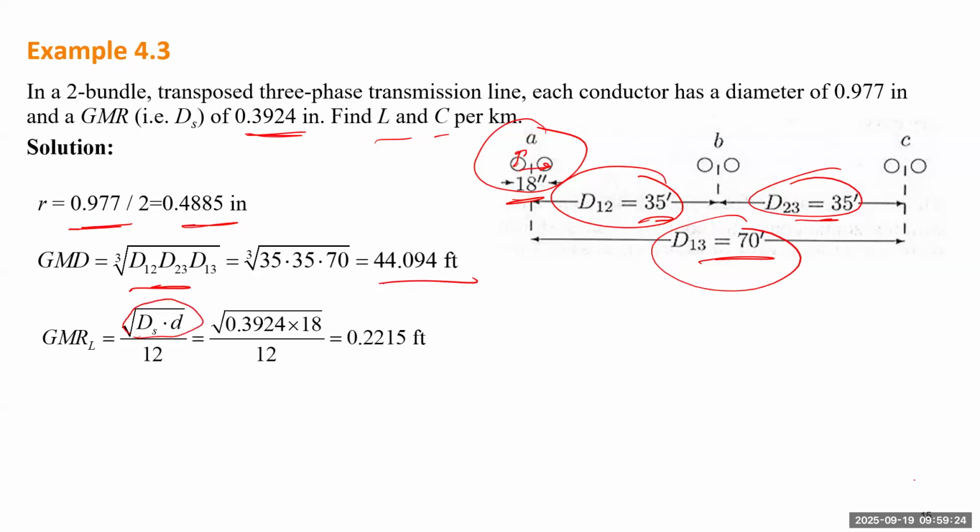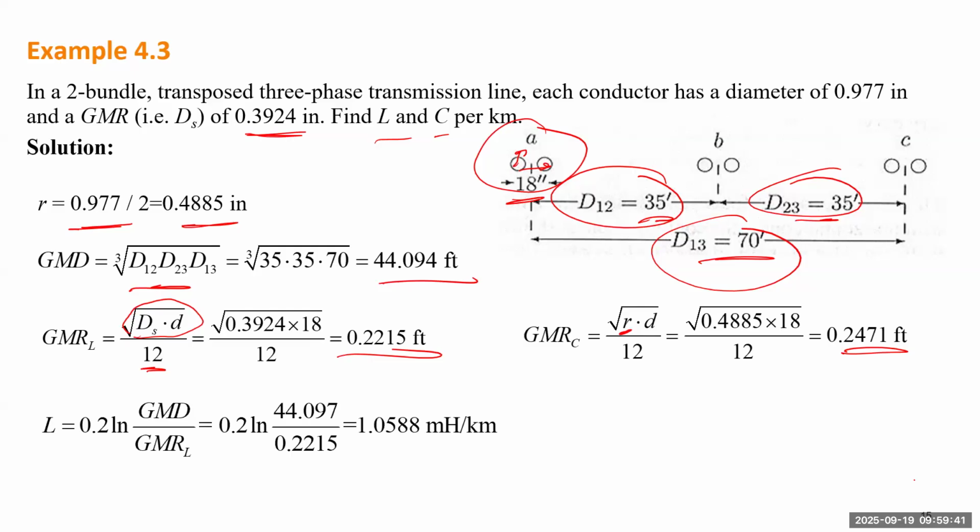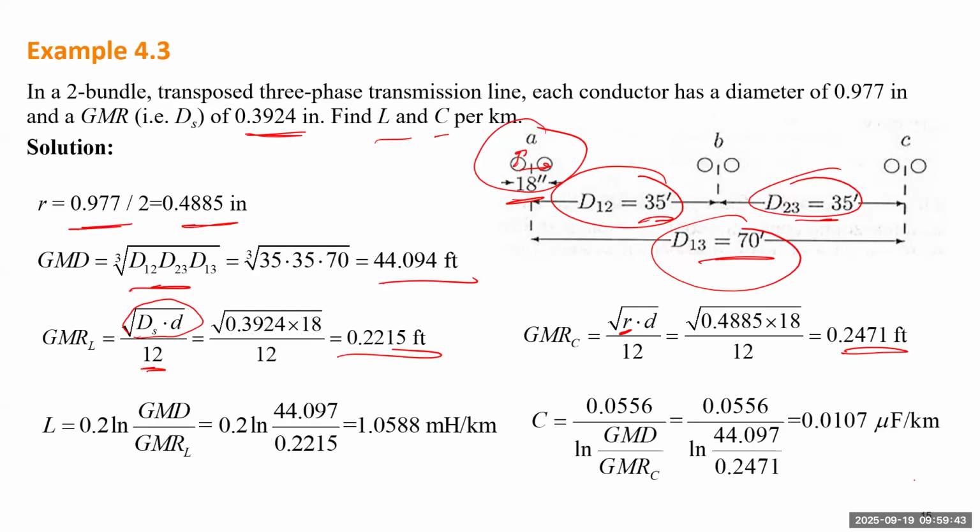So that will be this one. This 12 just translates the unit from inch to feet. So finally you have the GMR will be around 0.2 feet. Similarly, for GMRC, you just replace Ds by R, so that gives you a slightly bigger value. Then L and C can be calculated.